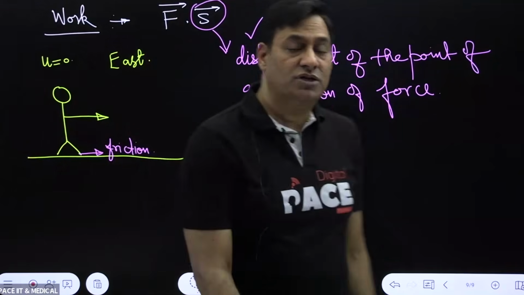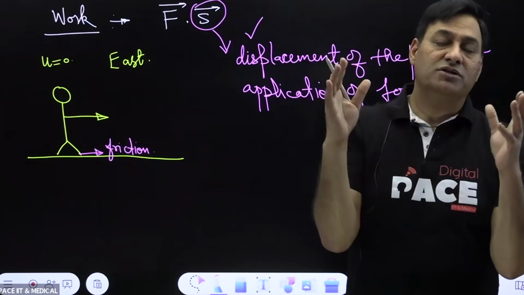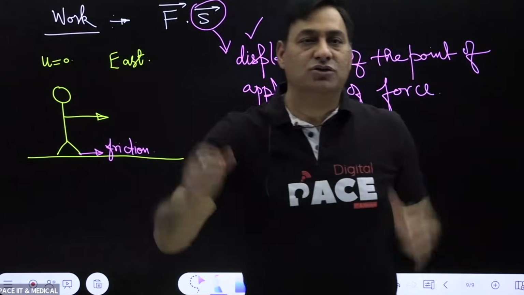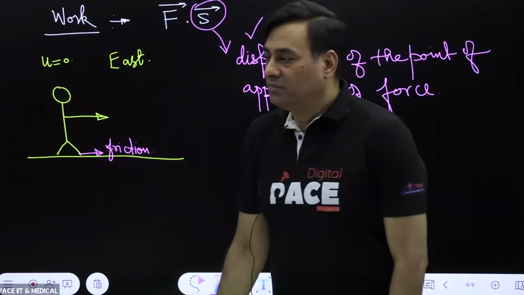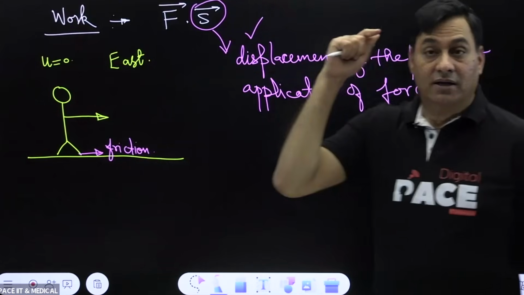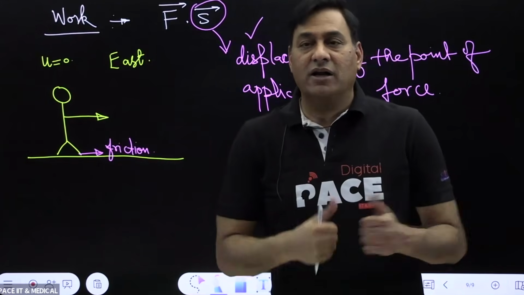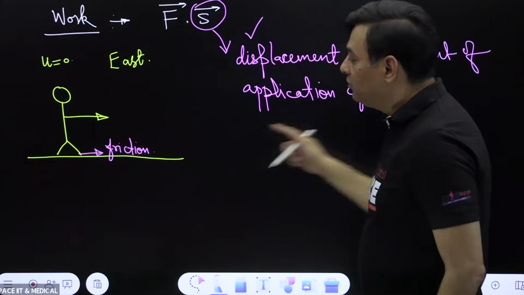Now, some children who just cram that friction opposes motion think that if the man is running towards east, friction should act towards west. That is wrong, and I am sure many of you have that conceptual clarity, and those who don't, get that clarity. Search, use your own mind, read books. Anyways, I have made you clear. Friction is acting towards right.